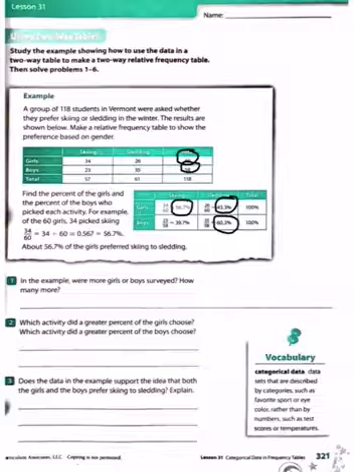Number 3, does the data in the example support the idea that both the girls and the boys prefer skiing to sledding? Explain. No, because while girls prefer skiing, 56.7% compared to the 43.3%, boys prefer sledding. They had a 60.3% versus the 39.7%.